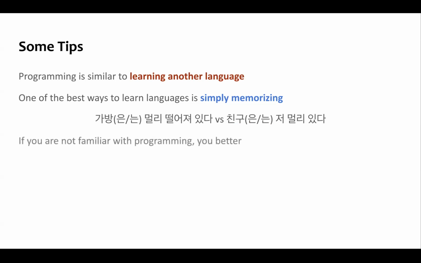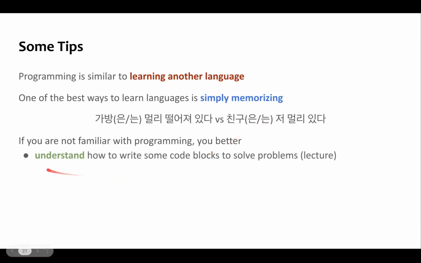What I mean by this is, if you are not familiar with programming, or this is your very first programming course, first you need to understand how to write some code blocks to solve problems. And you can get these ideas from lectures, okay? So it's similar to understanding the grammar rules. And after that, you need to memorize the whole solution. And you need to do this job on your own. After you understand the grammar, you need to have a look at a lot of examples and memorize many of them.